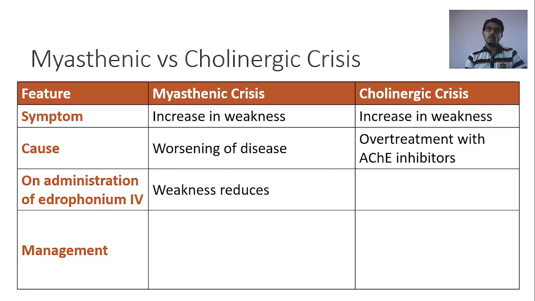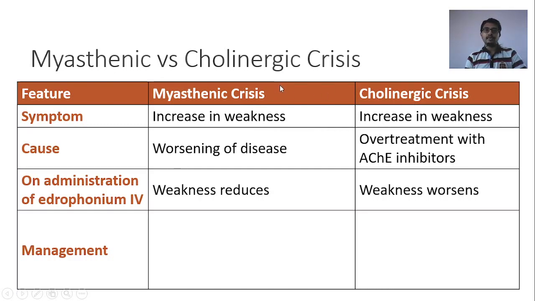On the other hand, what will happen if you give edrophonium to a patient who is actually having cholinergic crisis? In that case, the weakness will become worse. But you need not worry here, because edrophonium produces mild inhibition of acetylcholinesterase enzyme. So whatever worsening of weakness is seen here, it is only temporary. But by administering edrophonium IV, you have determined whether the patient's increase in weakness is because of myasthenic crisis or cholinergic crisis. Now you can manage the patient well.